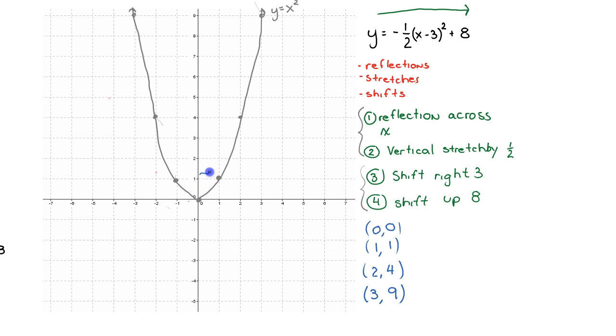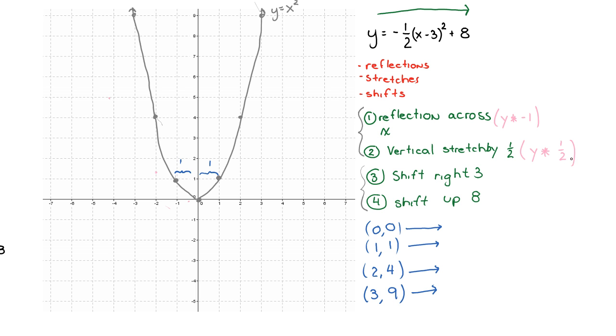Notice the distance from this point to the axis of symmetry is 1, the distance from here to here is 1. So the first step I'm going to apply, let's do this first step in pink. We're going to apply the reflection across the x-axis, which means I'm going to take all the y values and multiply them by -1. And we're going to do a vertical stretch by 1/2. So we're going to take all the y values and multiply them by 1/2.